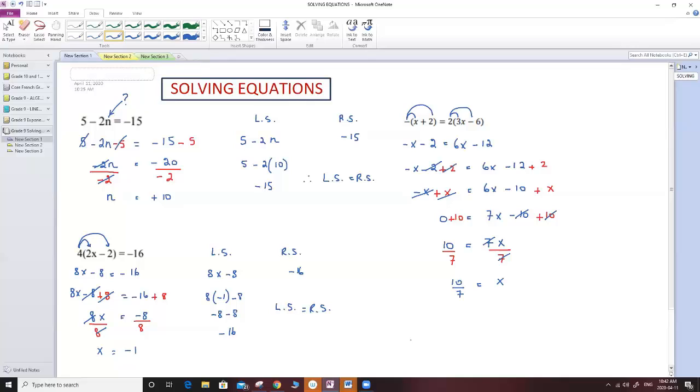And I'm going to continue in the next video to show more steps or more strategy how we can isolate the variable to find the value of this variable and solve the equation.